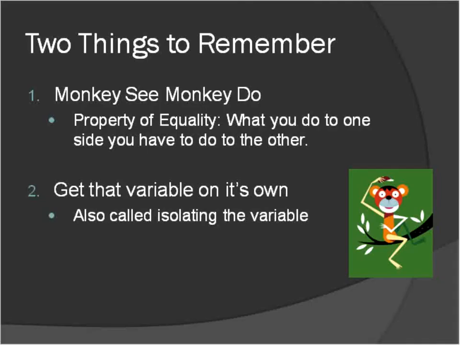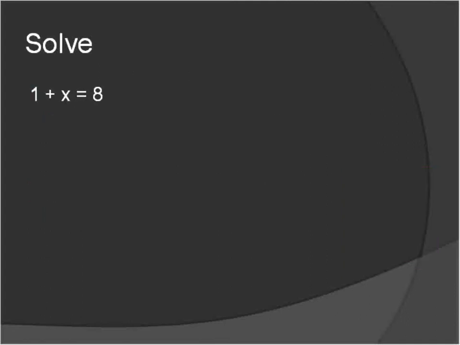Two things to remember when we're solving equations. First one is monkey see, monkey do, also known as the property of equality. Whenever you do something to one side of the equal sign, you have to do it to the other side of the equal sign. And we'll see that done over and over and over. The second thing to remember is that you want to get the variable by itself, on its own. This is also called isolating the variable. You just want to get that variable by itself.